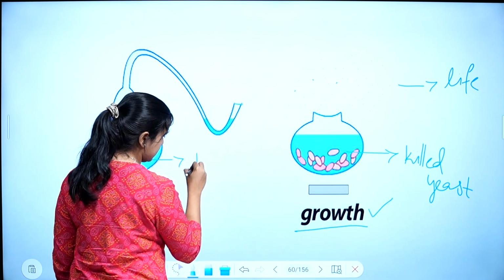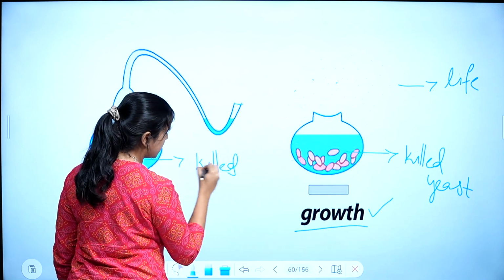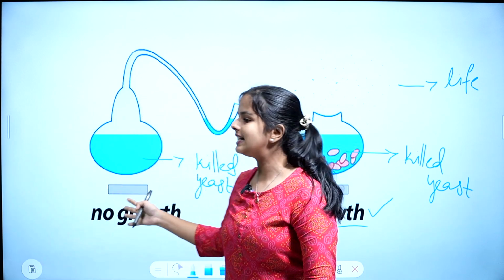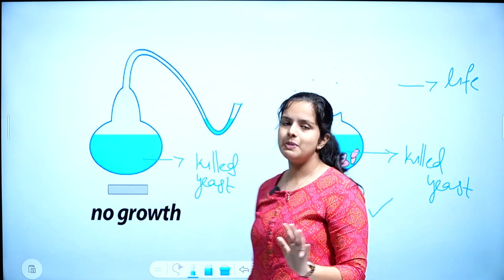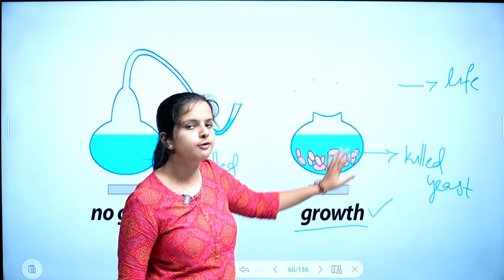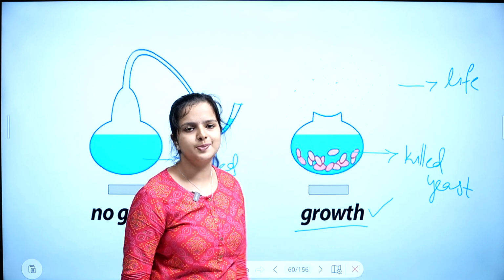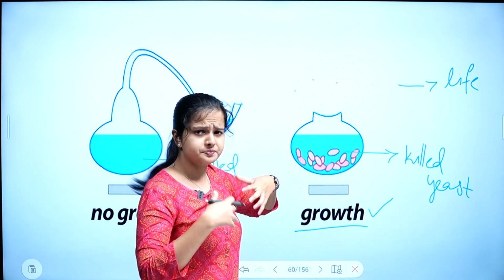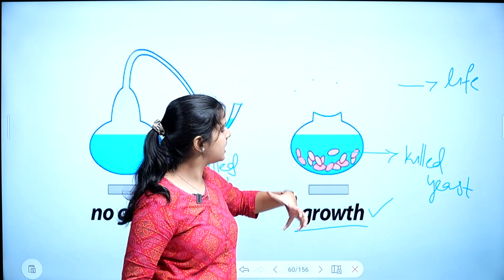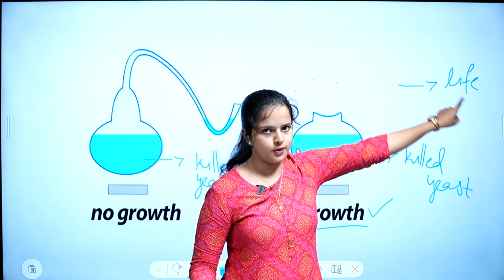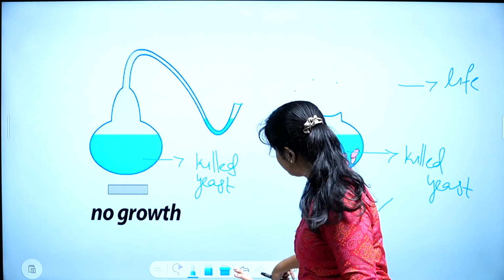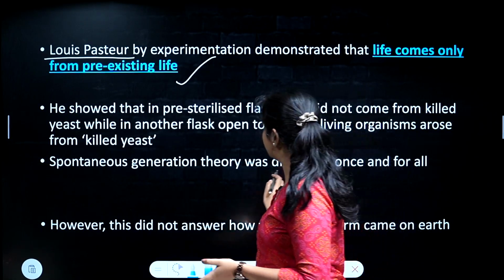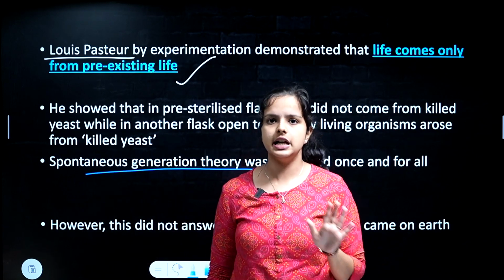He put killed yeast into this, and he observed that no new yeast was growing. Over here there was no new yeast growing, but in the other case, when it was exposed to other life, yeast was growing. So by this simple experiment, he said that life can only arise or originate if there is pre-existing life. Otherwise life won't originate. This was a simple experiment that he conducted, and by this experiment, the spontaneous generation theory was completely dismissed.